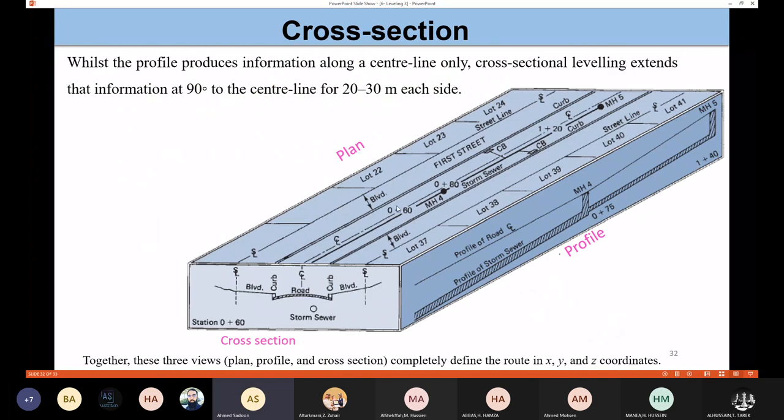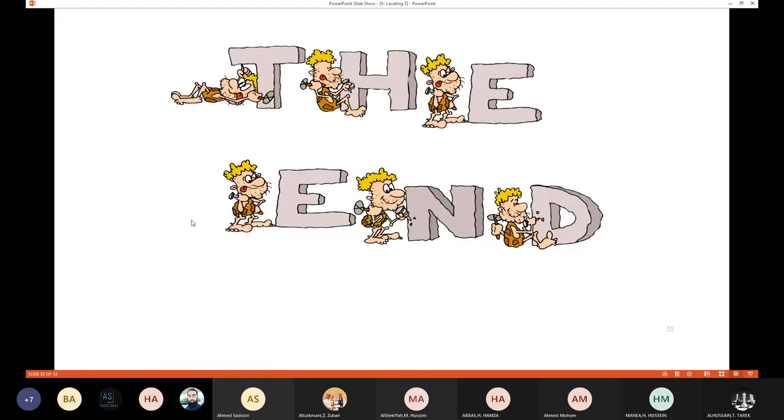Here we have this 3D, so that you can imagine the plan. This one is the plan, and this one is the profile, the length of the road, and this one is the cross section. Okay, this is how we do a big project. I'm going to stop here. I hope this lecture is clear for you so that you can understand leveling.